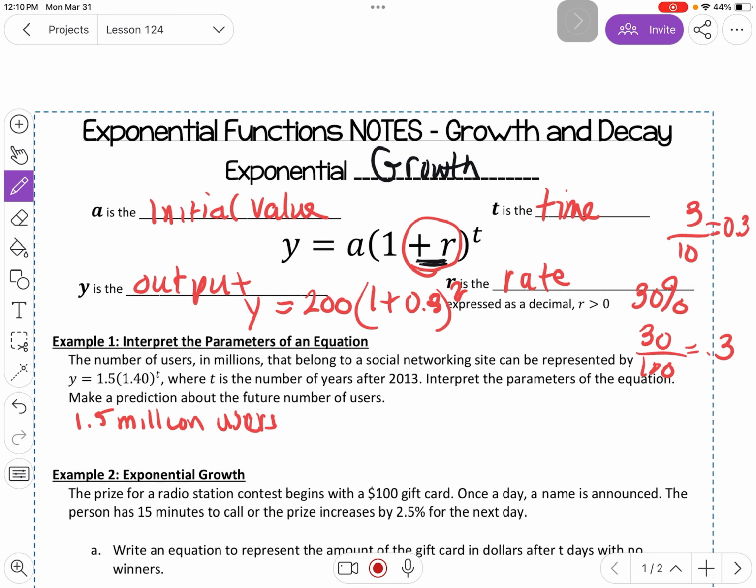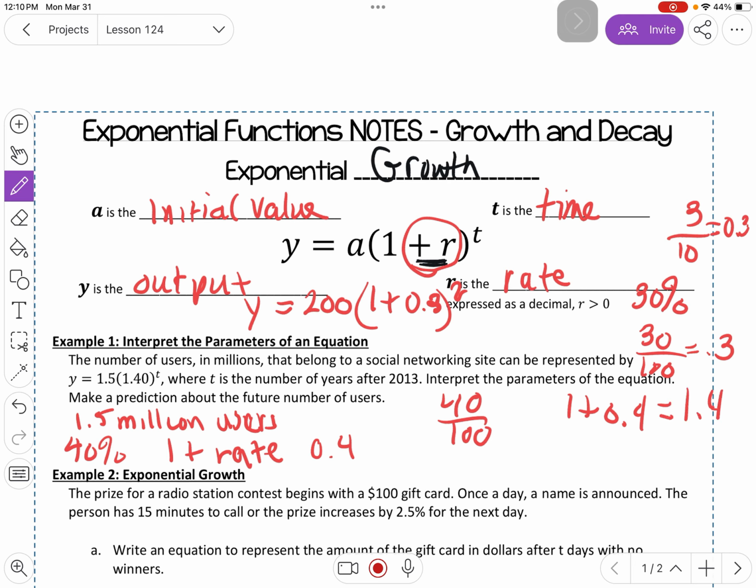And the rate of growth, what would you say the rate of growth is? It's 40%. Where did I get 40% from? Well, 1 plus the rate expressed as a decimal, and the decimal is 0.4. So that's actually just 40 over 100. So in other words, the rate is 40%. When I put that together with 1, I get 1 plus 0.4. That is 1.4. Okay? And then the number of years, that's t.